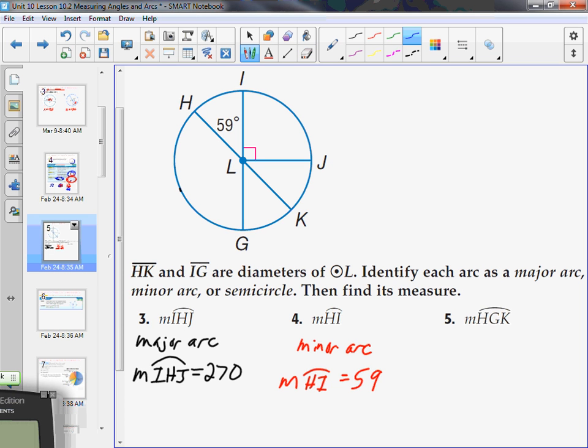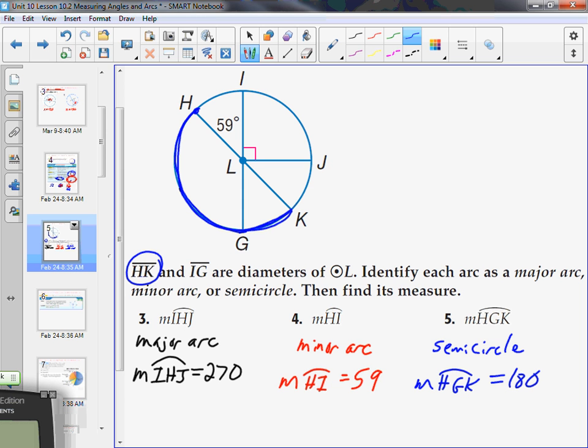All right, arc HGK. Start at H, go through G, stop at K. Now, they tell us in the directions that segment HK is a diameter. So what kind of an arc is arc HGK? It's a semicircle. And since it's a semicircle, what's its measure? Exactly.